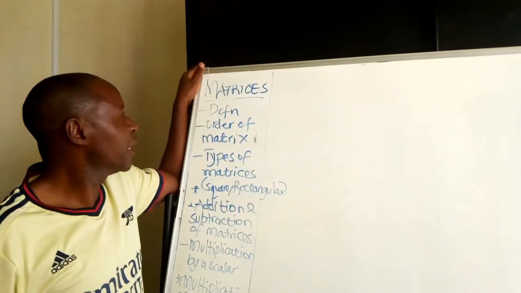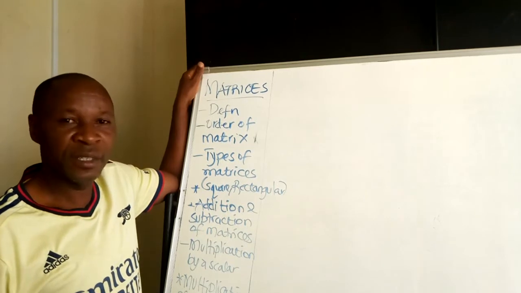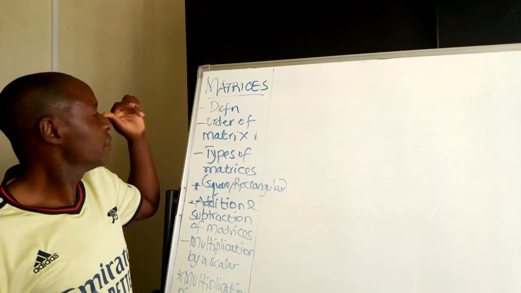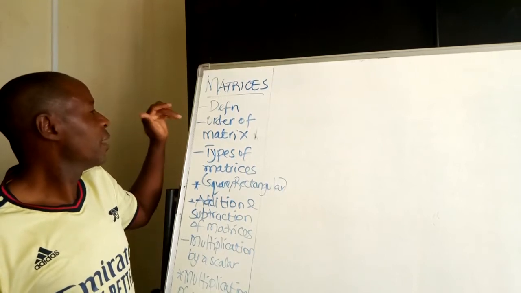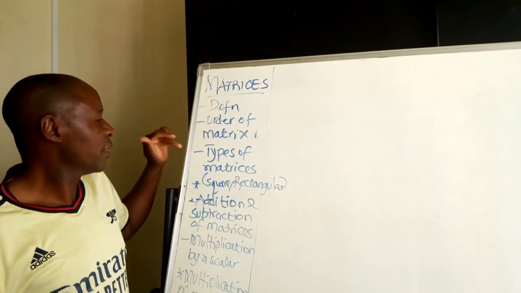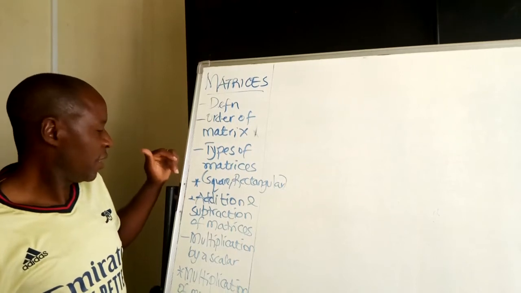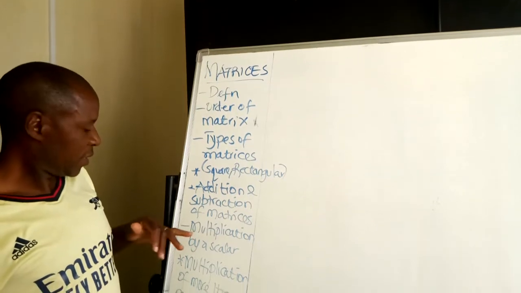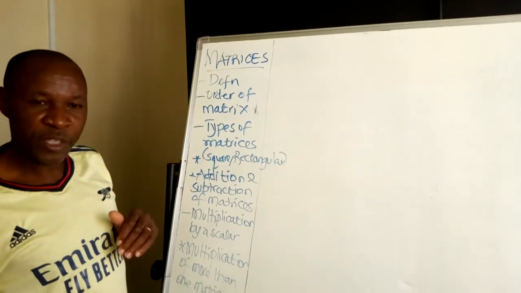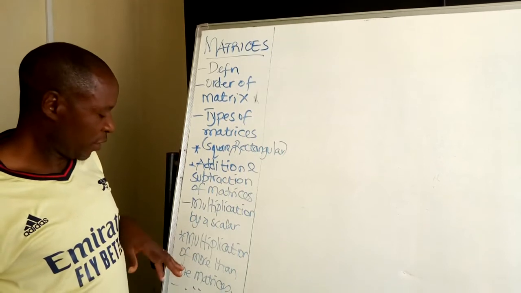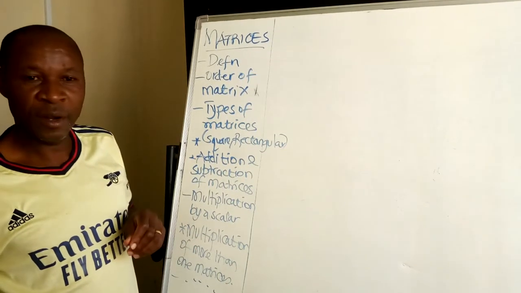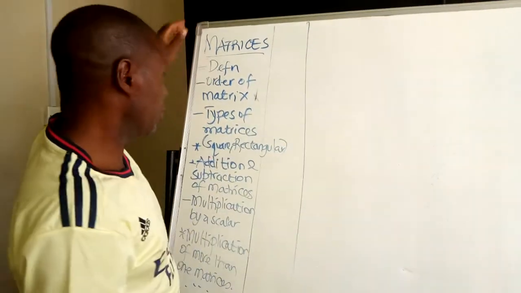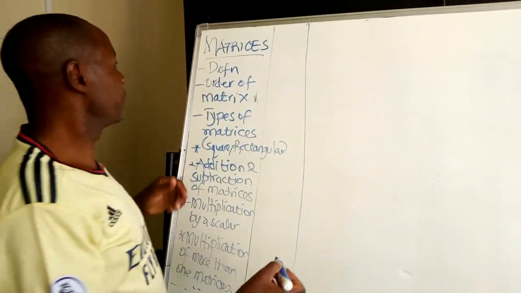I am going to look at a topic called matrices, where we shall look at the definition of a matrix, the order of a matrix, the types of matrices, addition and subtraction of matrices, multiplication of a matrix by a scalar, and multiplication of more than one matrix. I want to go straight to the definition because of time.